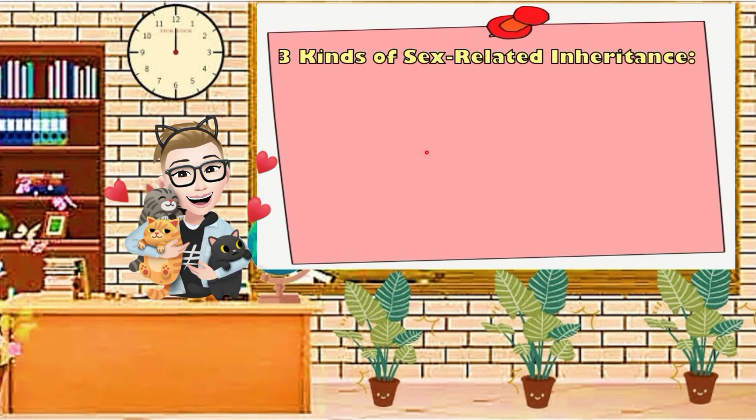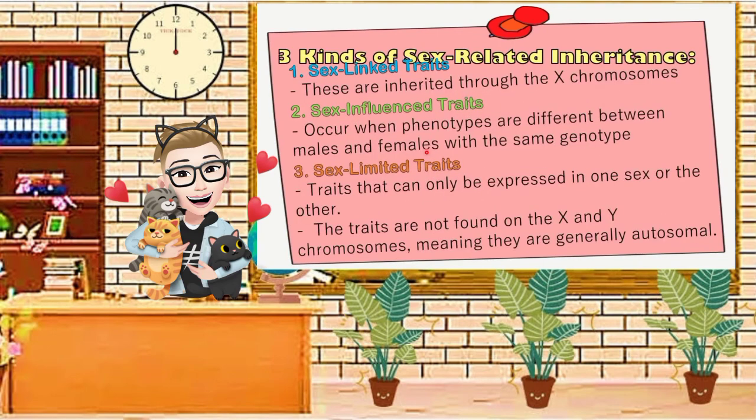Now let's proceed to the three kinds of sex-related inheritance. We have the first one, sex-linked traits. These are inherited through the X chromosome only. Number two, the sex-influenced traits. This occurs when phenotypes are different between males and females with the same genotype. And the third one, sex-limited traits. These are traits that can only be expressed in one sex or the other. The traits are not found on the X and Y chromosomes, meaning they are generally autosomal.